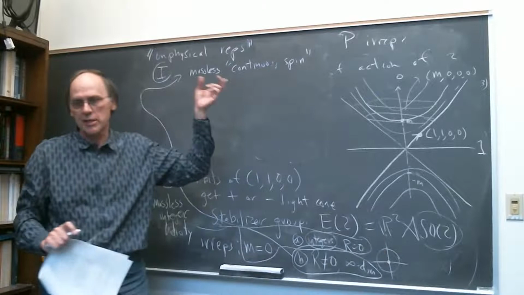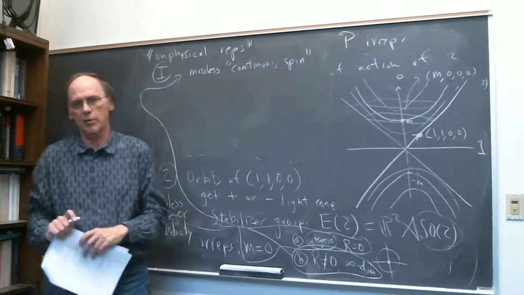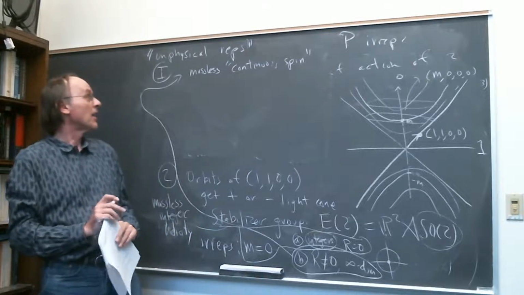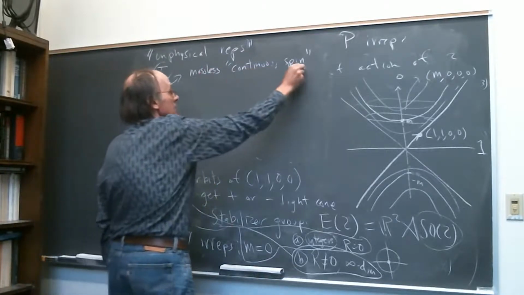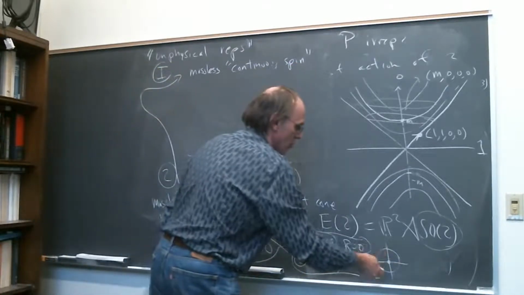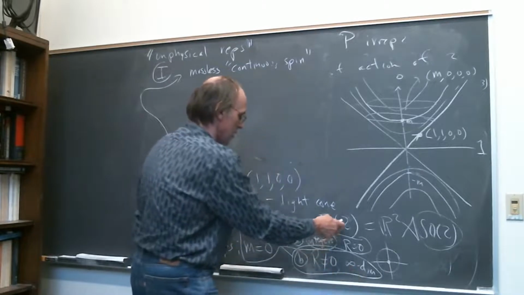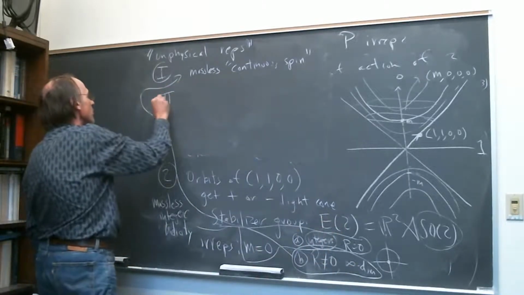People have actually periodically played with these objects and tried to make physically sensible things out of them, but I don't think that's ever really been completely successful. So these massless continuous spin ones correspond to these orbits of the E2 stabilizer group.